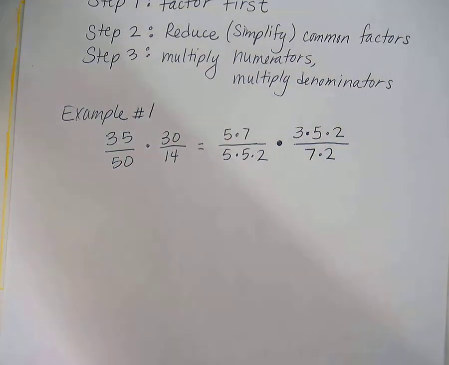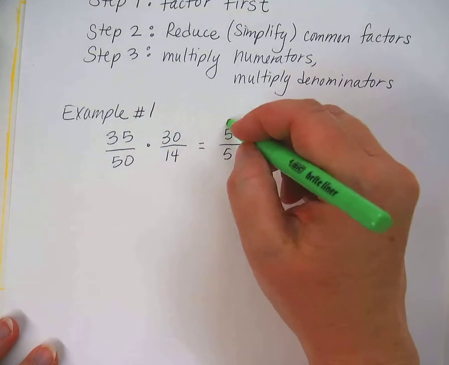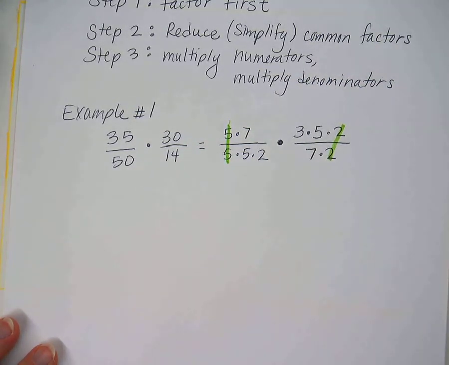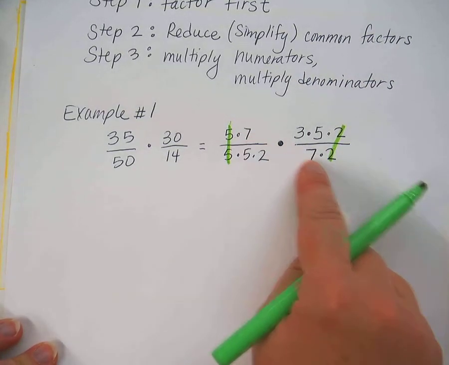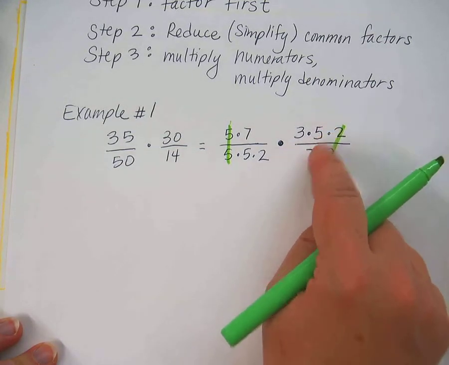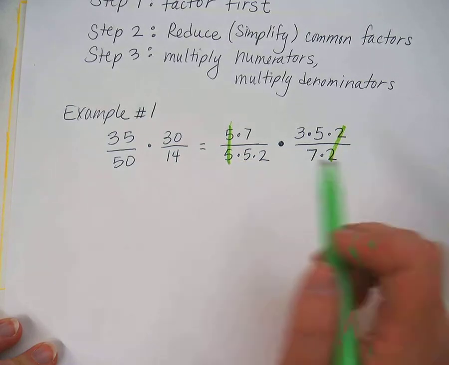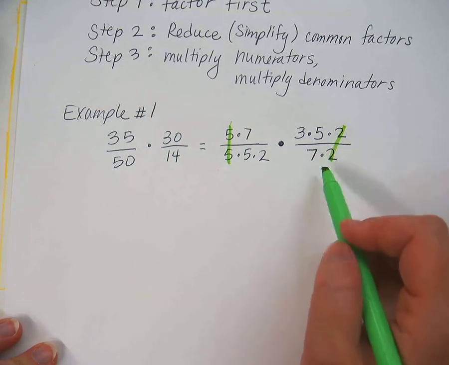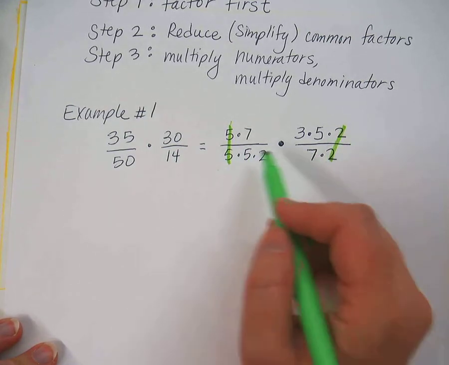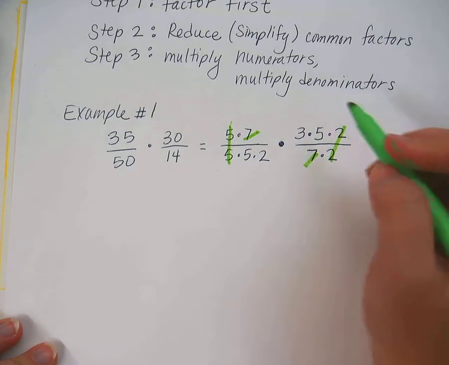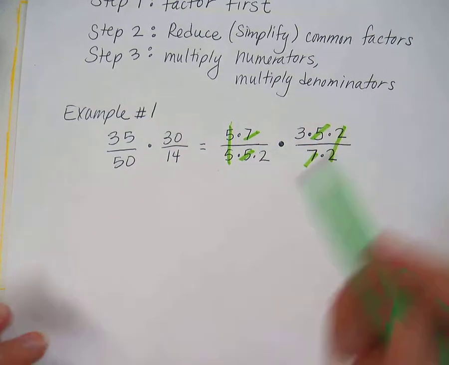Okay, now we're going to reduce stuff, but here's the cool thing with reducing. We don't just have to reduce these 5s and these 2s, but we can actually reduce stuff across from one numerator to the other denominator. So those go away because that becomes 1, and that goes away because that's equal to 1. But then we can get rid of that 7 with that 7, and we can get rid of this 5 with this 5.